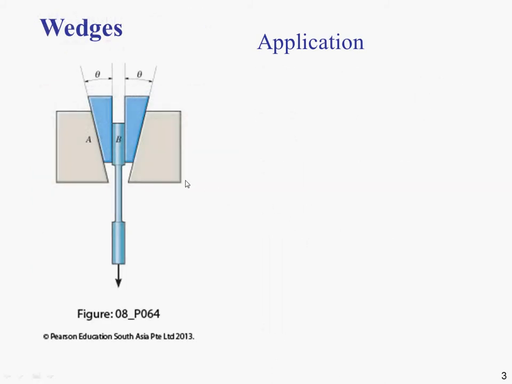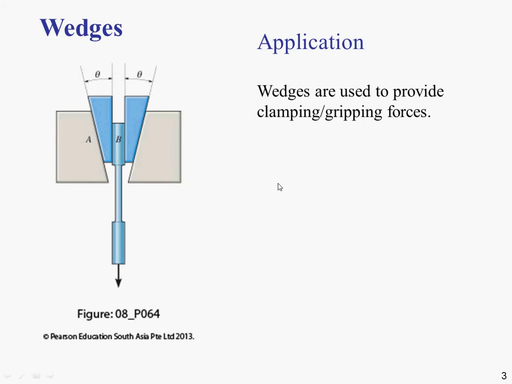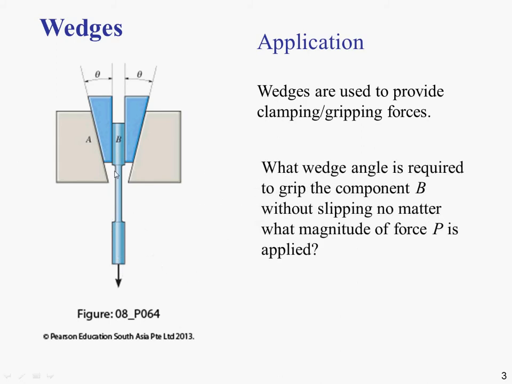Another application is to provide a gripping force or a clamping force. So we can use wedges to provide a grip or a clamping force on this specimen, for example, that is in a testing machine. So we're applying our force down here to the specimen, and we want to make sure that no matter what magnitude of force we apply here, the grips will stop the specimen from moving.